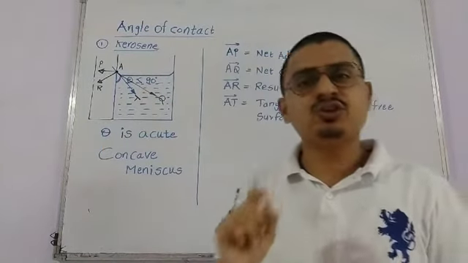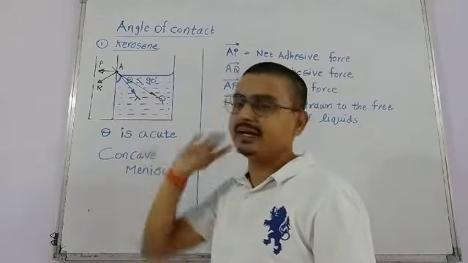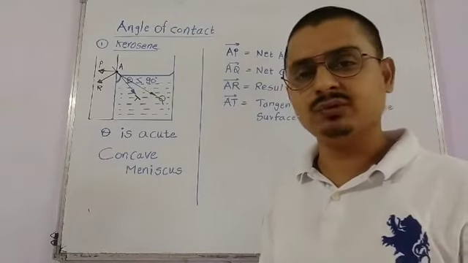Now, when you draw the perpendicular to this resultant force, AT is the perpendicular drawn to the resultant force.